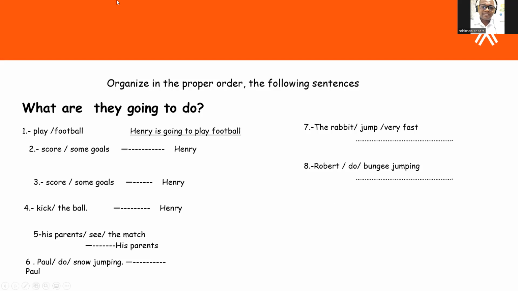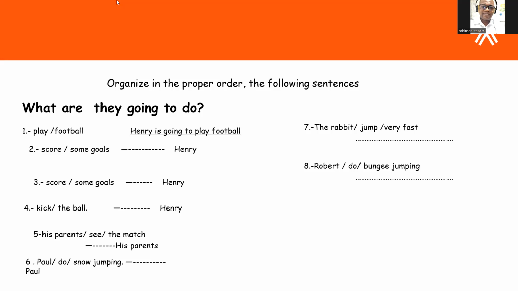Robert is going to do bungee jumping tomorrow. Yeah, Robert is going to do bungee jumping. When? I don't know. Robert is going to do bungee jumping in the next weekend. You can say just next weekend. You only need to say, Oscar, if you say, for example, next weekend, could be good. Just to make your English look better.